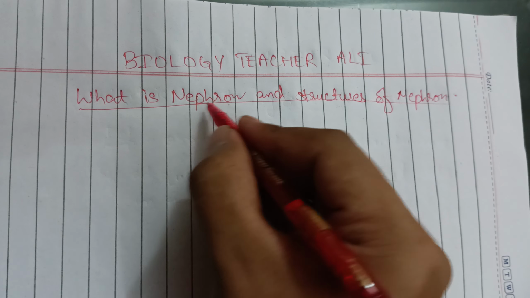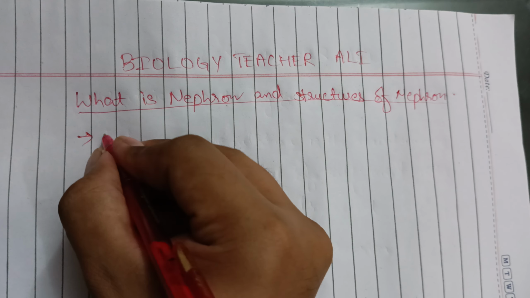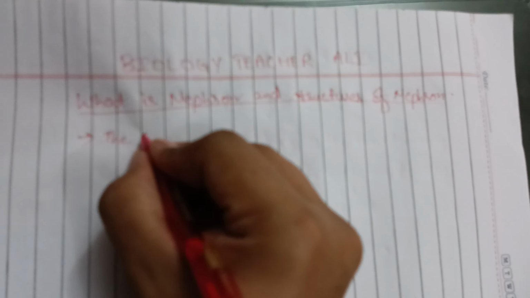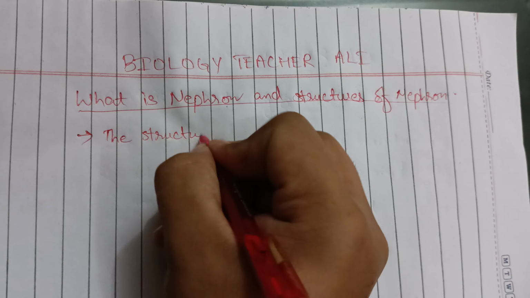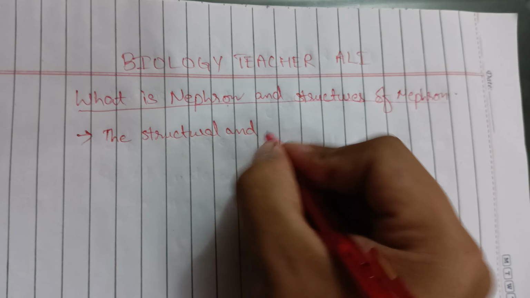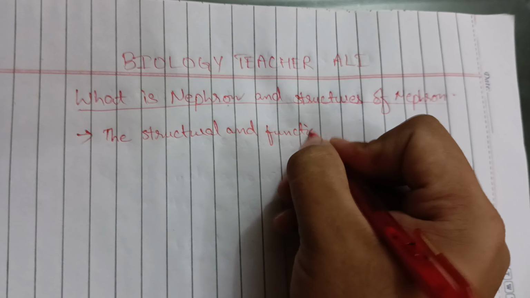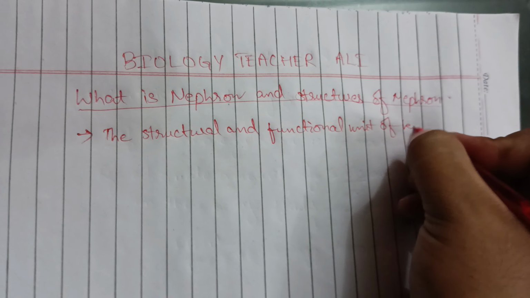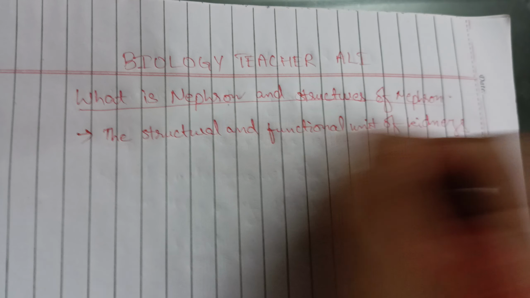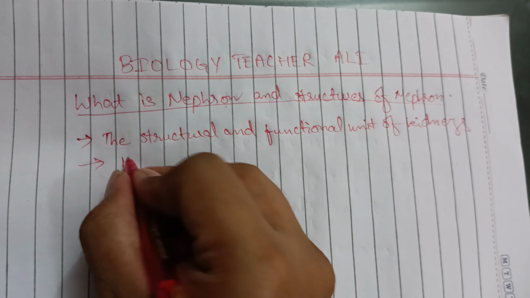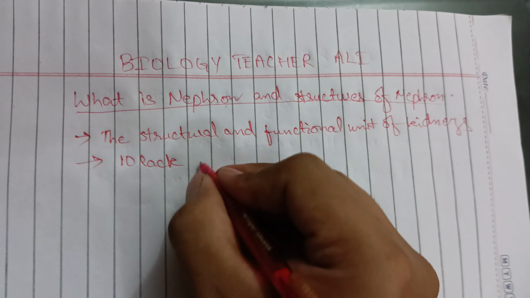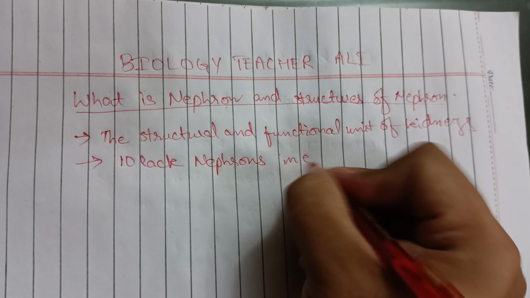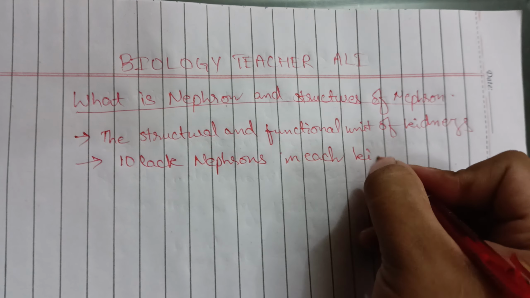First of all, let me explain what a nephron is. Nephron is basically the functional and structural unit of the kidney. There are basically 1 million, or you can say 10 lakh, nephrons in each kidney.